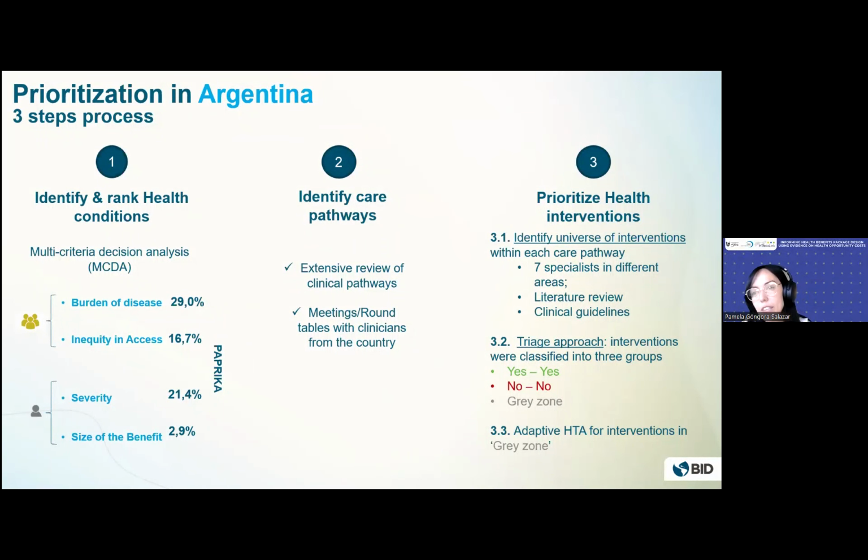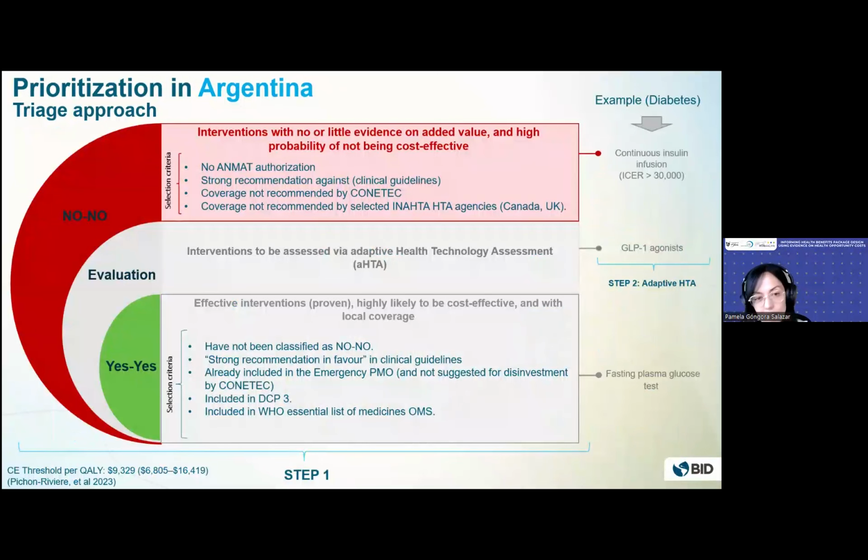We first identify the universe of interventions within each one of the care pathways. And then we adopted a triage approach, so to speak, in which interventions were classified into 3 groups. I'm going to show you this in more detail in this graph, which is actually my favorite one. What we figured out is we've got to be pragmatic, because we always face time constraints and data constraints, and we've got to be efficient as well.